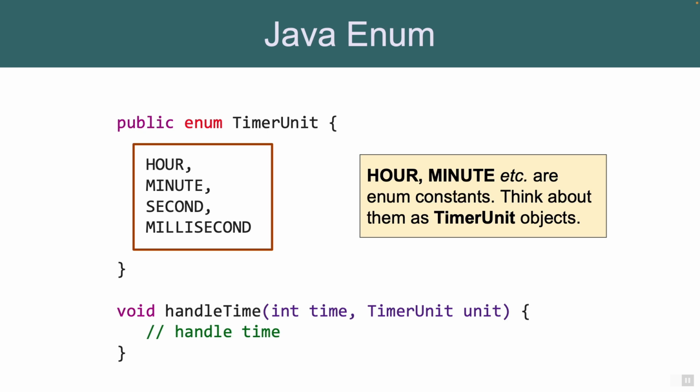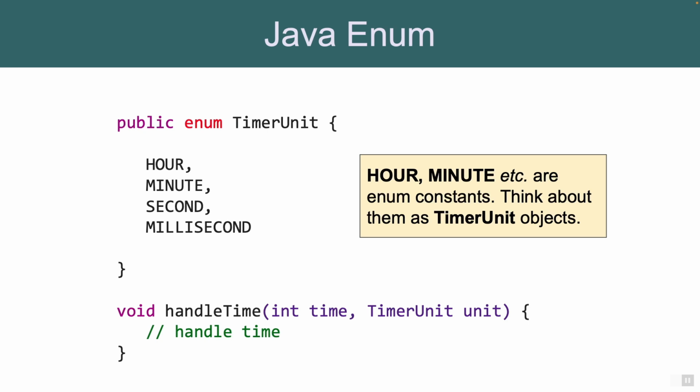So just so you know, the timer unit enum, when it gets compiled, compiles to a TimerUnit.class. So internally, it is still a class. Java is giving you a higher level abstraction to this class for reference types. And each one of those constants, hour, minute, second, and millisecond, is actually a timer unit object under the hood. And we will come to that very soon.